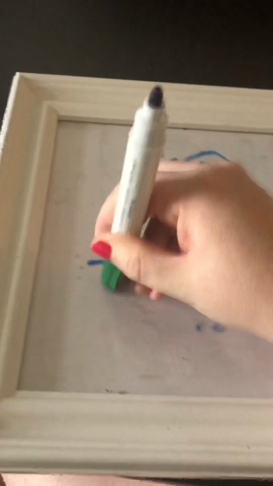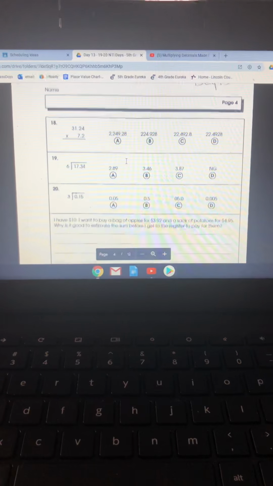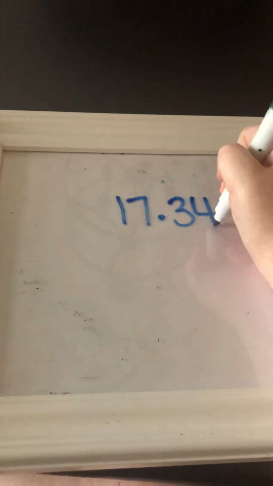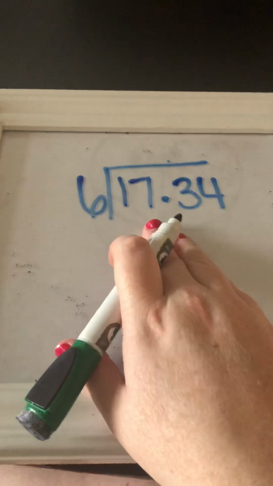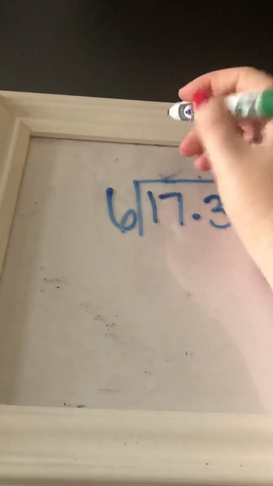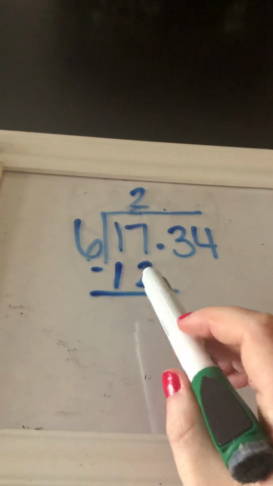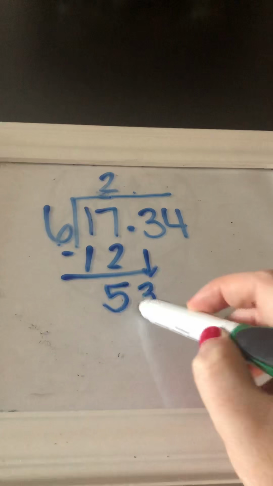All right, next we're going to divide a decimal. Let me find a problem that's similar to yours. I'm going to be generous, and I'm going to do number 19 for you. So 17 and 34 hundredths divided by 6. 17 divided by 6. Okay, if I'm looking at this, I know 6 can't go into 1. But if we have 17, we can make 2 groups of 6. Okay? Let me erase that and make it a little better. And 2 times 6 is 12. So from here, 17 minus 12 is 5. And now you can drop your 3. Okay?